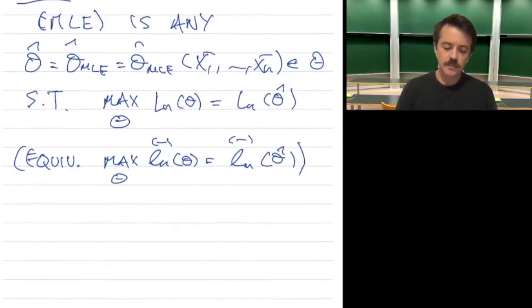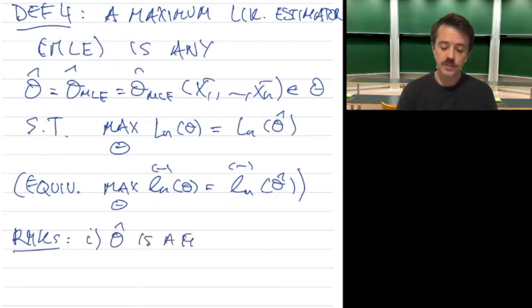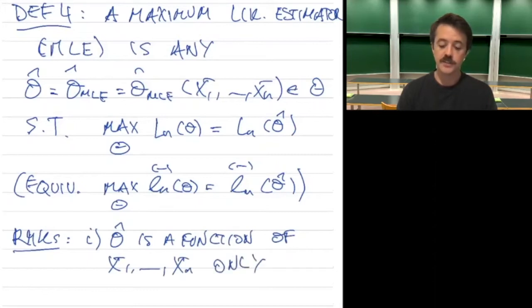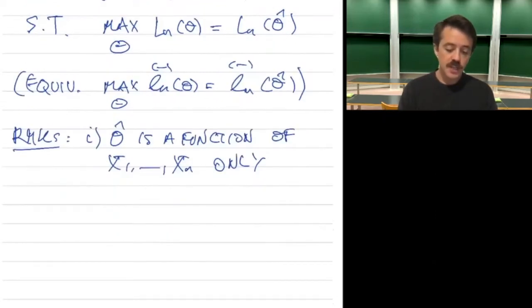Good. So now we've defined this. Let's make a few remarks about the MLE. The first one is that this estimator is a function only of the data, of the sample. And in fact, any randomness of this estimator will come precisely through the randomness of the sample.